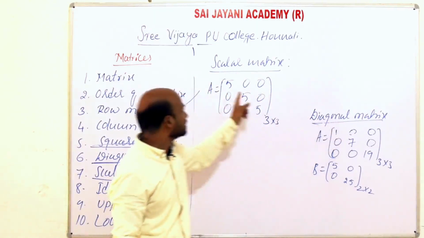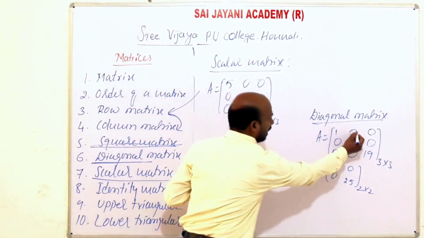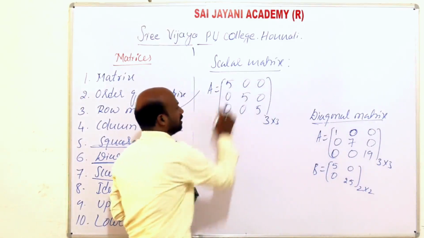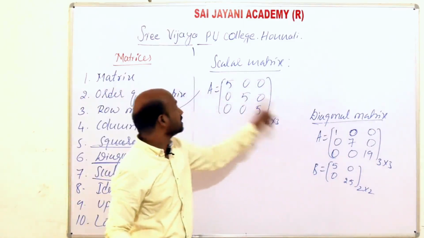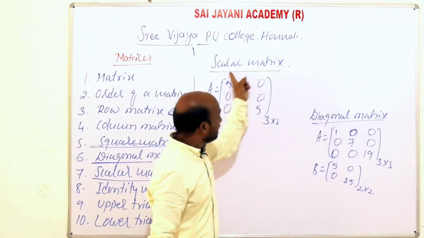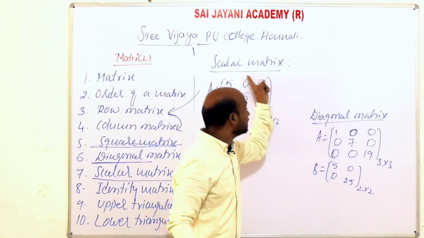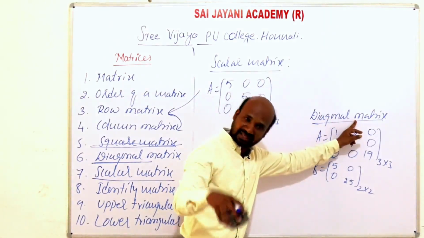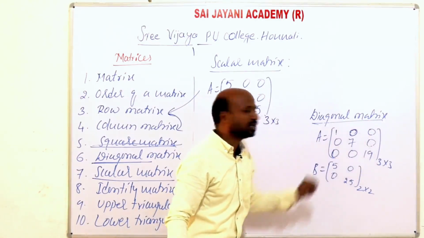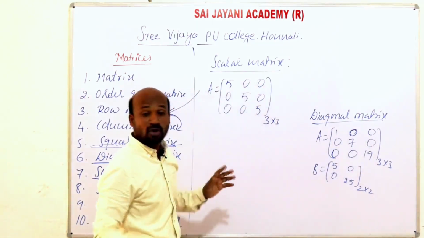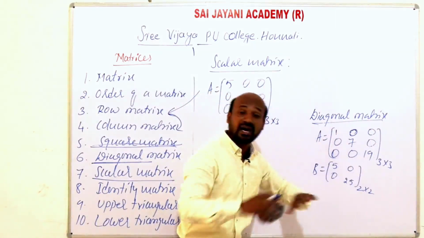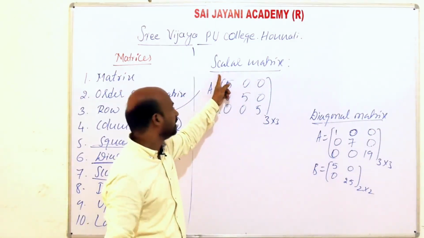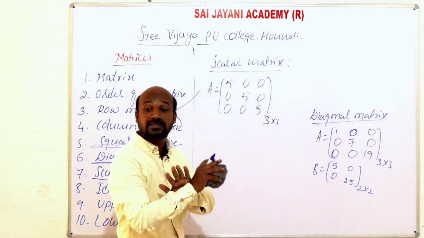See here, if we compare the diagonal matrix and the scalar matrix, the non-diagonal elements are zeros. Non-diagonal elements are zeros. What is the difference between the diagonal matrix and the scalar matrix? Scalar matrix is a diagonal matrix, and in a diagonal matrix all the non-diagonal elements are zeros. Here also non-diagonal elements are zeros. What is the difference? Here the diagonal elements are different, or it may be same, but in case of scalar matrix, all the diagonal elements must be same.